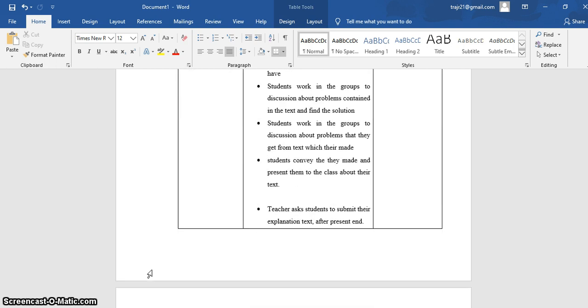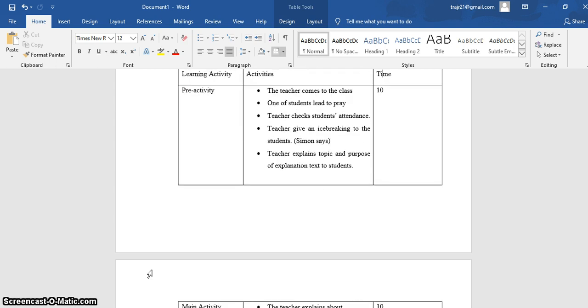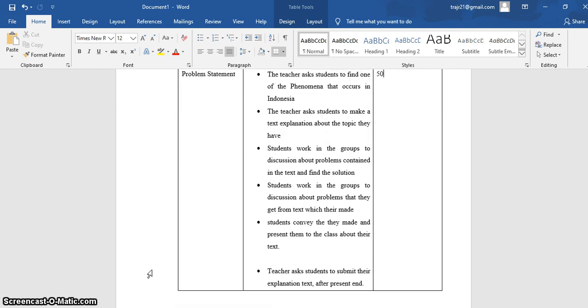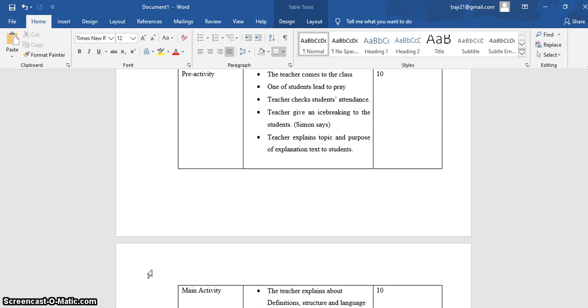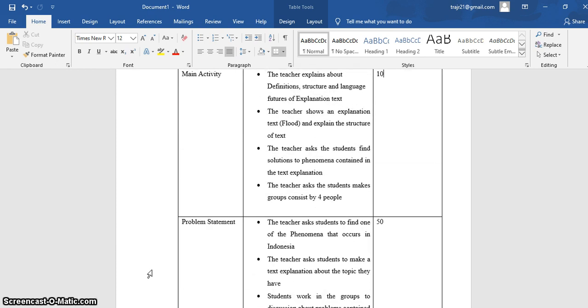Okay, let's move to the main activity. In the main activity, there are 10 activities, namely, the teacher explains the definition, structure, and language features of explanation text. The aim of this teaching is to make the students understand the material, and then the teacher shows an explanation text.